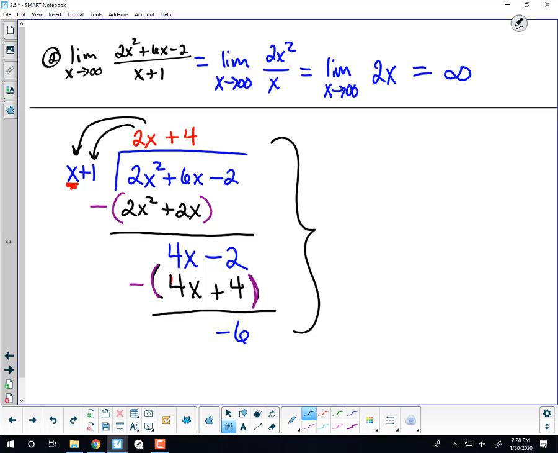So all of this work means the function that we started with, 2x squared plus 6x minus 2 over x plus 1, is equal to what? Two x plus 4. Yeah, what happened with the remainder? Remember, we're still trying to express a quotient. So is it just the remainder? Right, good. It's the remainder over your divisor.